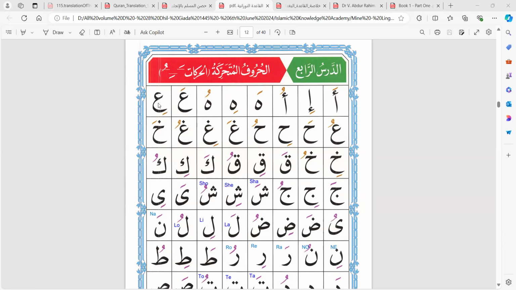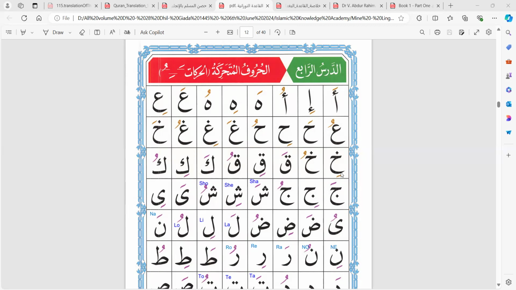Together ع, عي, عو. We go to the next letter ح فتحة ح, ح كسرة حي, ح ضمة حو. Together ح, حي, حو. We go to the next letter غين فتحة غا, غين كسرة غي, غين ضمة غو. Together غا, غي, غو. We go to the next letter خا فتحة خا, خا كسرة خي, خا ضمة خو.